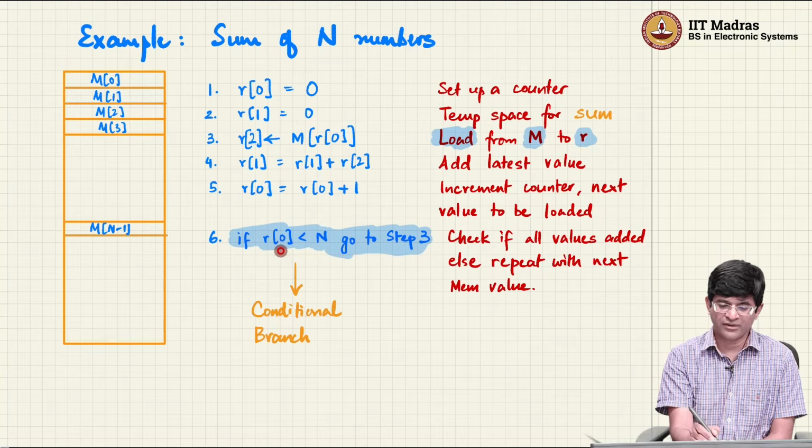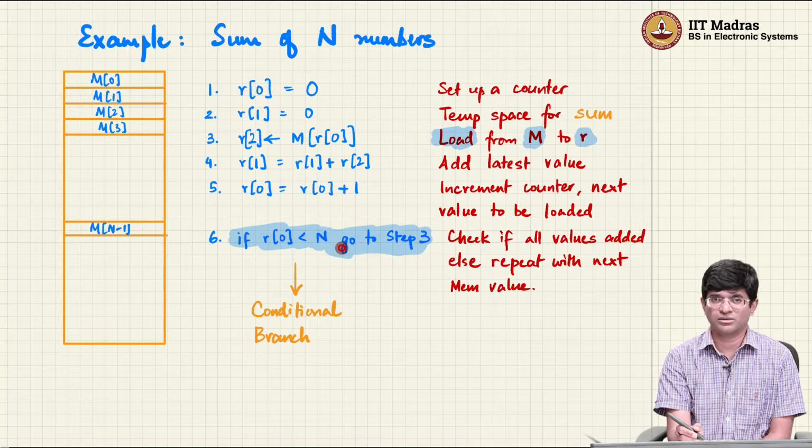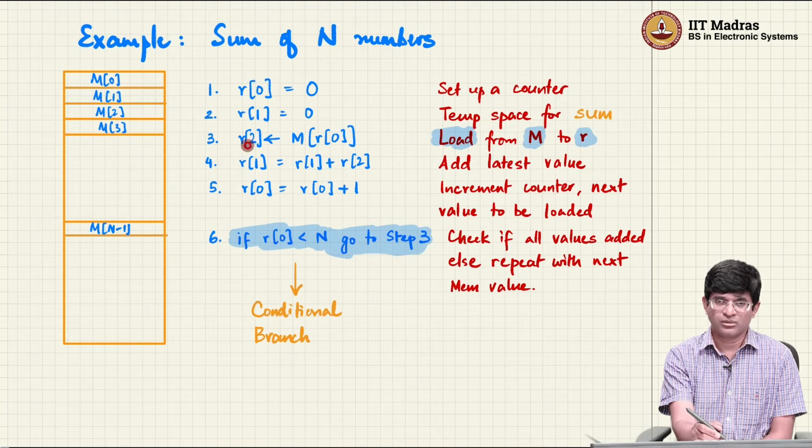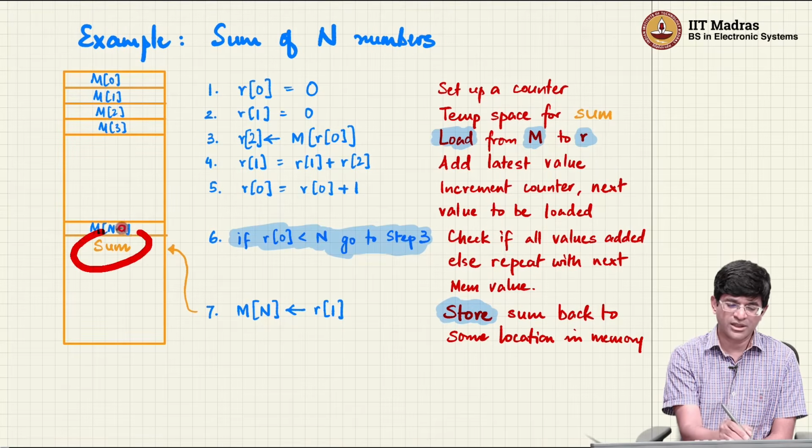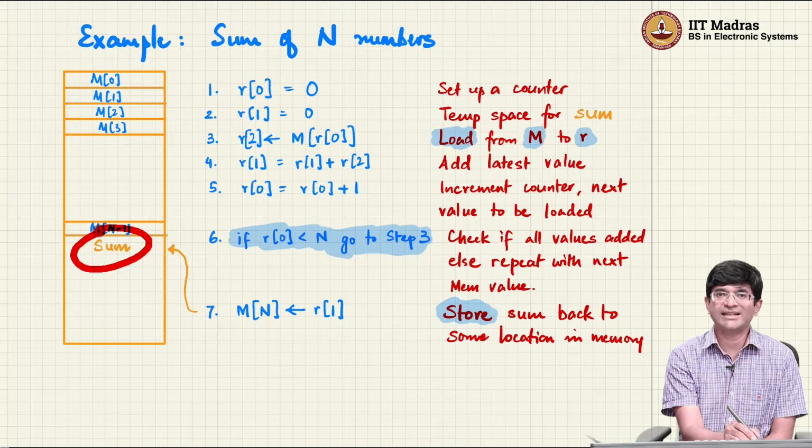At which point, is R0, which is 10, less than 10? No, it's not. So I don't have to go back to step 3. What's the alternative? Just continue, go down to step 7, right? In step 7, whatever sum I computed up to this point, I take it and put it into this memory location out here, right? The nth memory location.